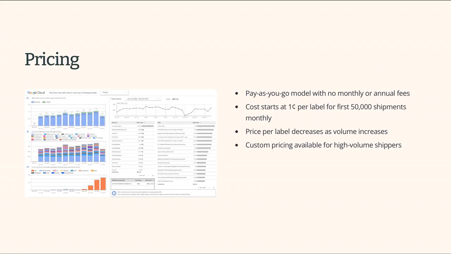Easypost operates on a pay-as-you-go pricing model. This means you only pay for what you use, with no monthly or annual fees. The cost per label starts at just 1 cent for the first 50,000 shipments per month. As your volume increases, the pricing per label decreases. For high-volume shippers, custom pricing is available.